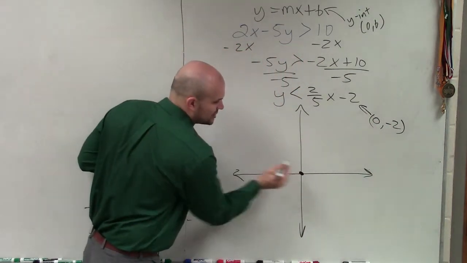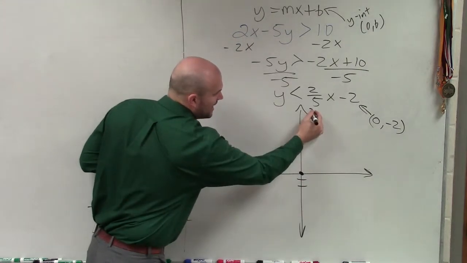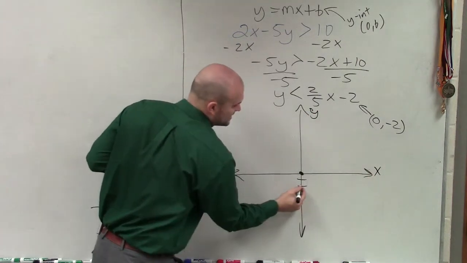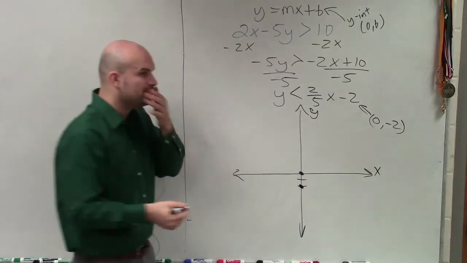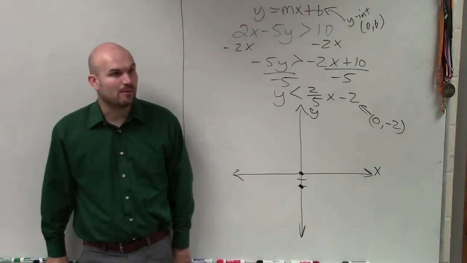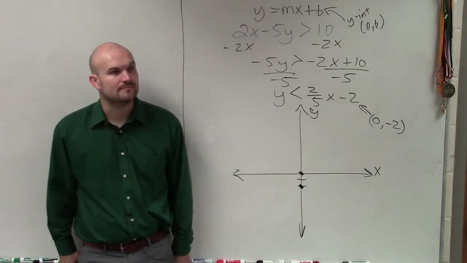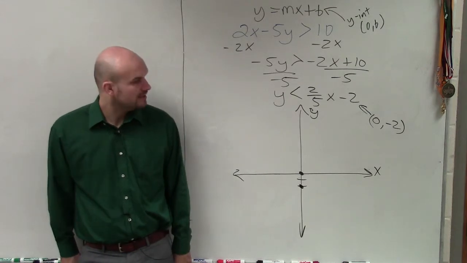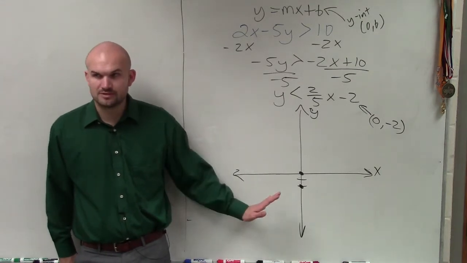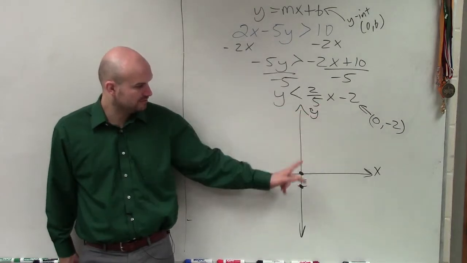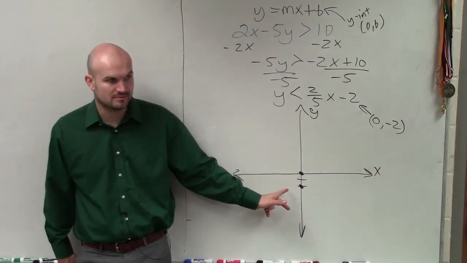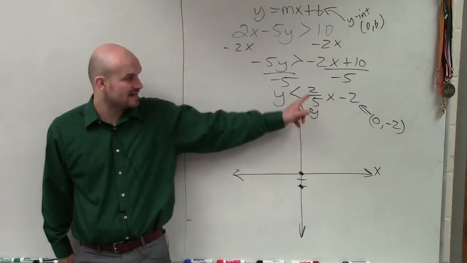So here's my origin at 0, 0. On the y-axis, I'm going to go down to 0, negative 2. And I plot my point on the y-axis. Basically the easiest thing. OK? Now, any questions with that? Negative 2, y-axis, go down to negative 2. Then the next thing is now I need to use my slope.